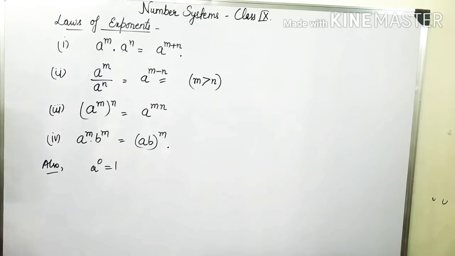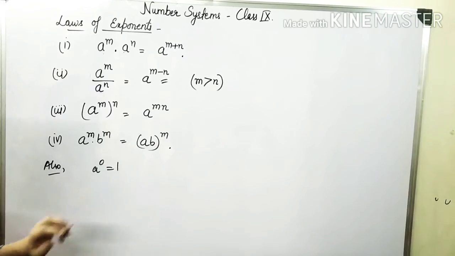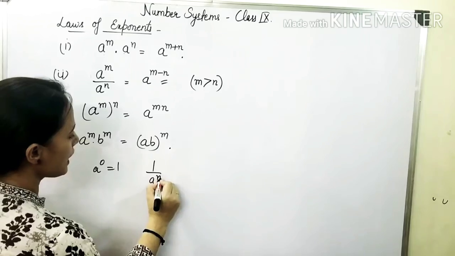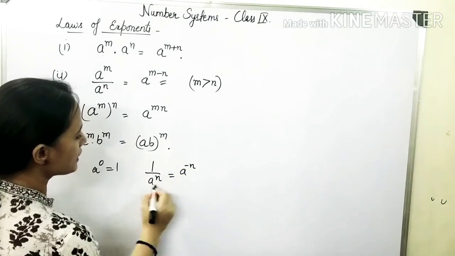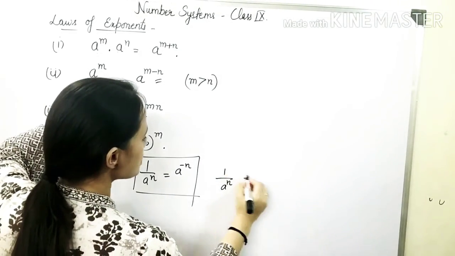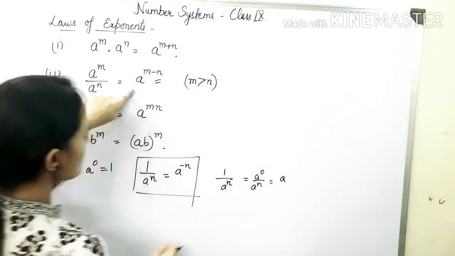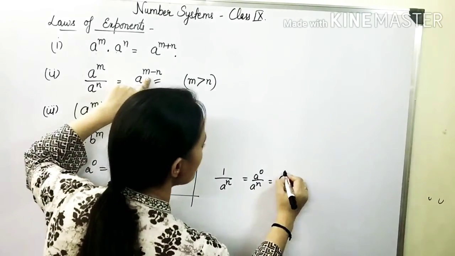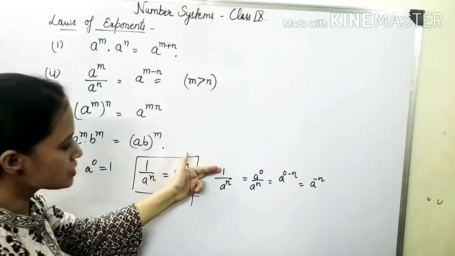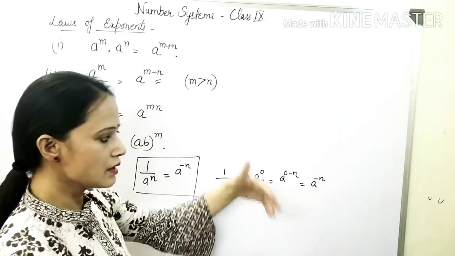We have also studied that a raised to the power 0 is equal to 1, and one very important point I am going to tell you here: how come 1 upon a raised to the power n is equal to a raised to the power minus n? How are we going to prove this? You can see that this is actually a raised to the power 0 divided by a raised to the power n, and by this law this will give us a raised to the power 0 minus n. So this is how the power of a number in the denominator becomes negative when we reciprocate it.